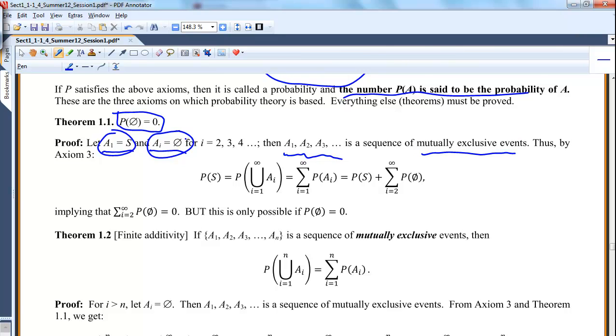Because the intersection of the empty set with the empty set is the empty set, and S intersected with the empty set is the empty set. So now I'm going to use axiom 3. S is just the union of all these events, and by axiom 3, the probability of the union of these events is equal to the sum of their probabilities. But we can just break that up. That's the probability of A sub 1 plus the probability of A sub 2, 3, 4, all the way up to infinity. And so we know that the probability of S has to equal the probability of S. So this remaining sum has to be 0.